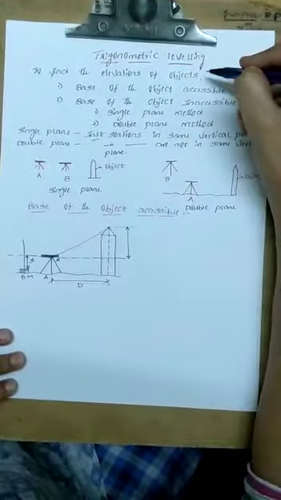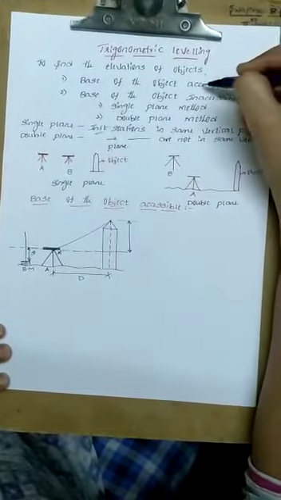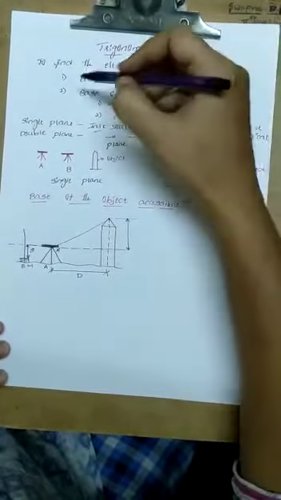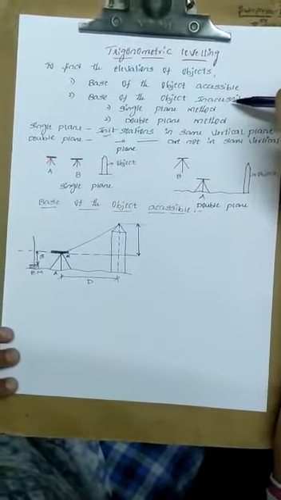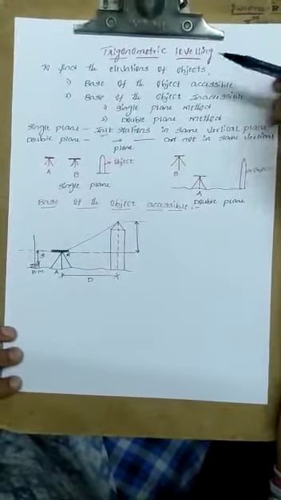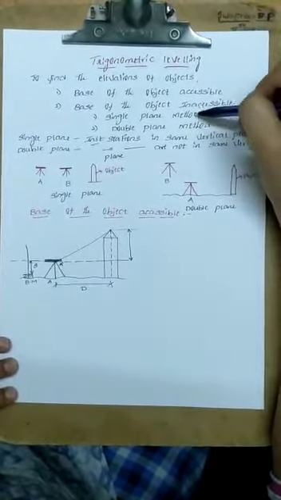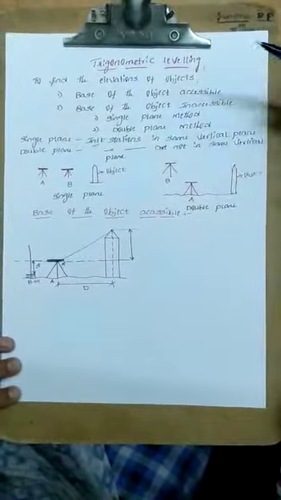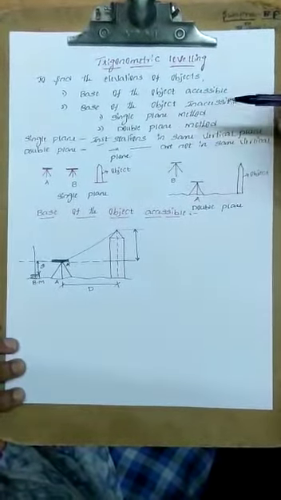Okay guys, in order to find the elevation of an object by using trigonometric leveling, there are two methods. First one is base of the object accessible. Second one is base of the object inaccessible. In the base of the object inaccessible case, there are two methods to find the elevation of an object. First one is single plane method. Second one is double plane method.